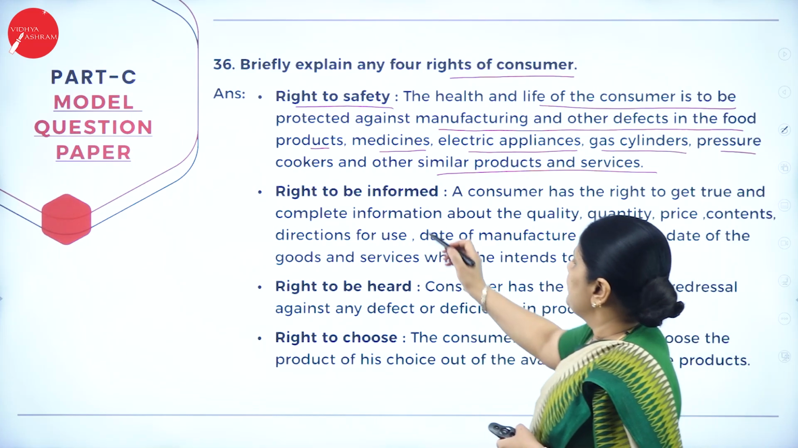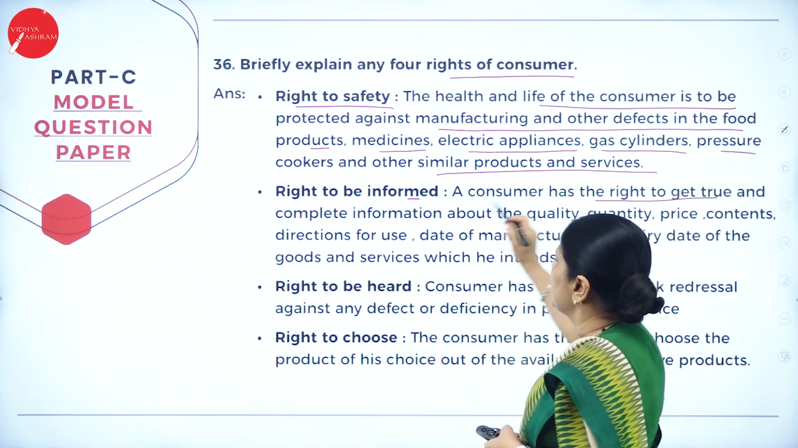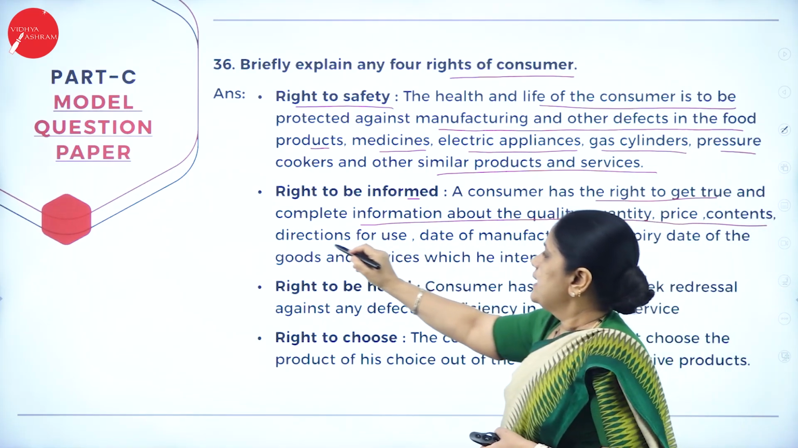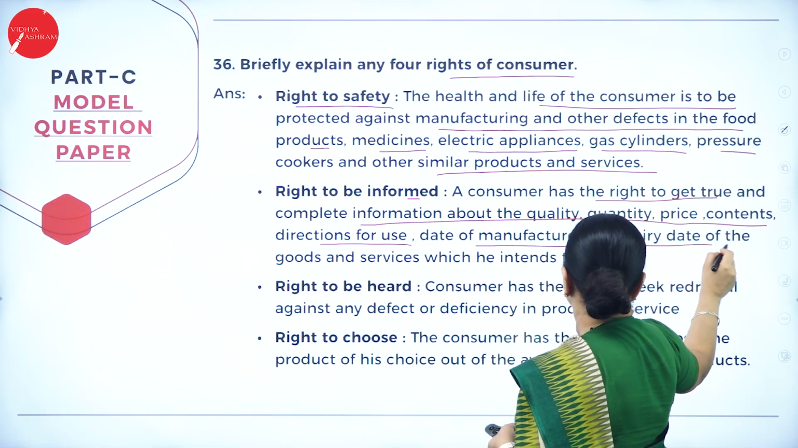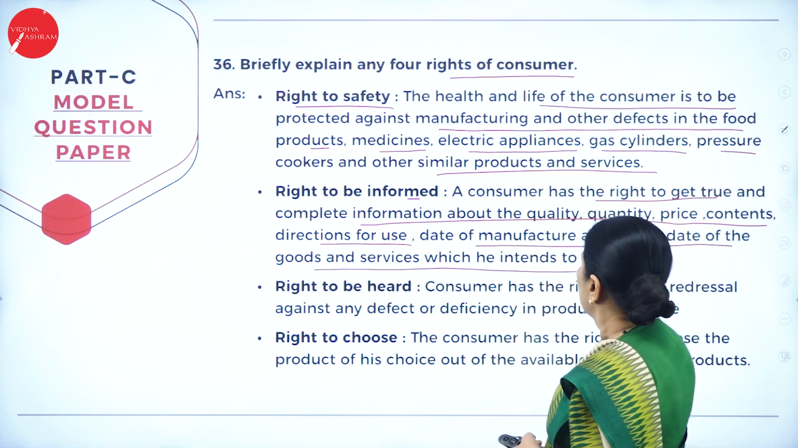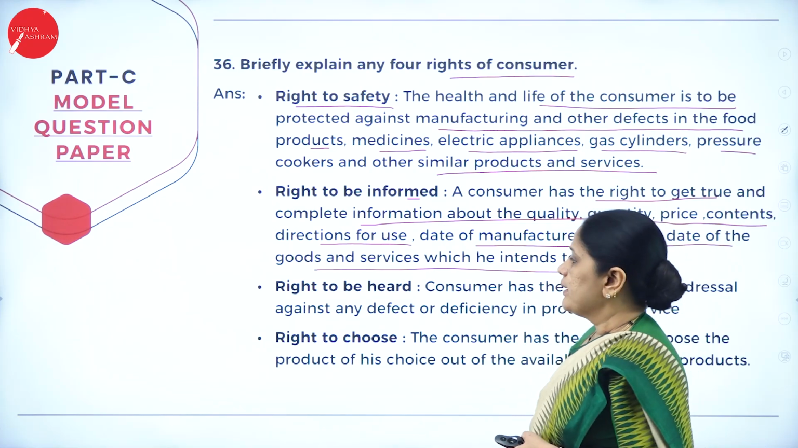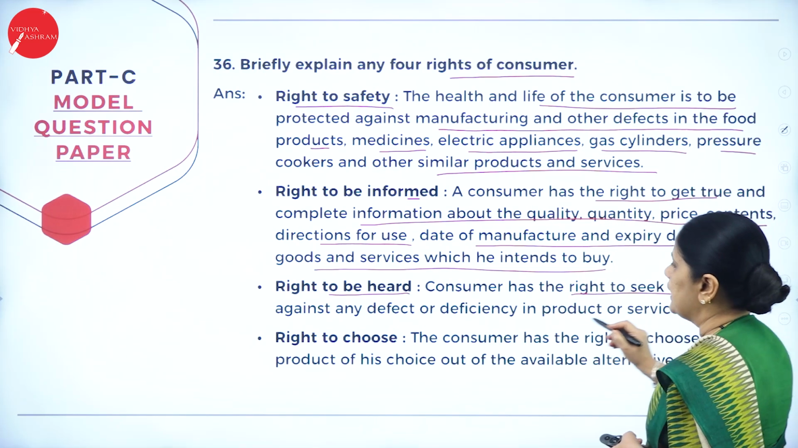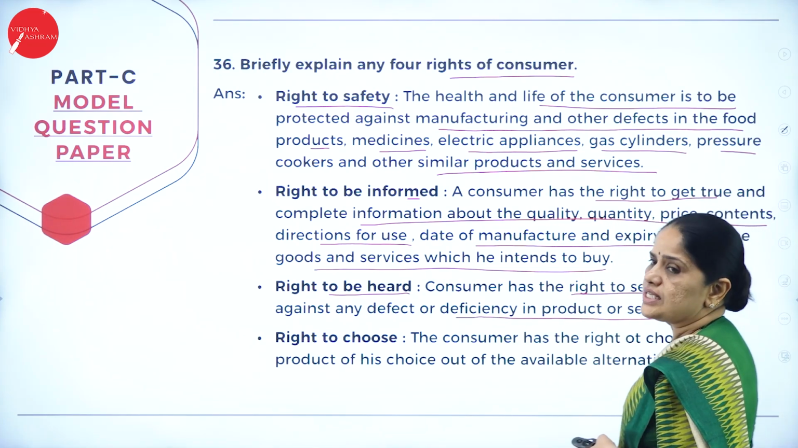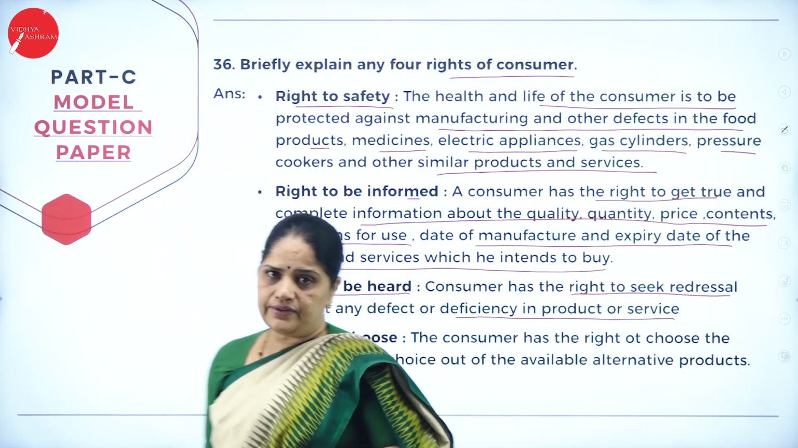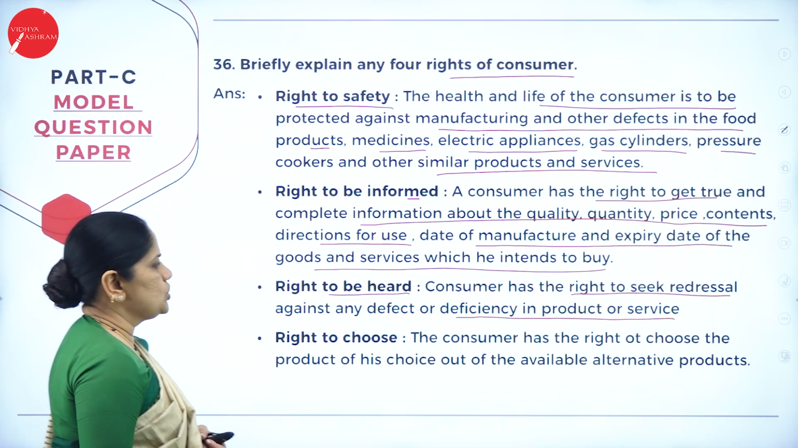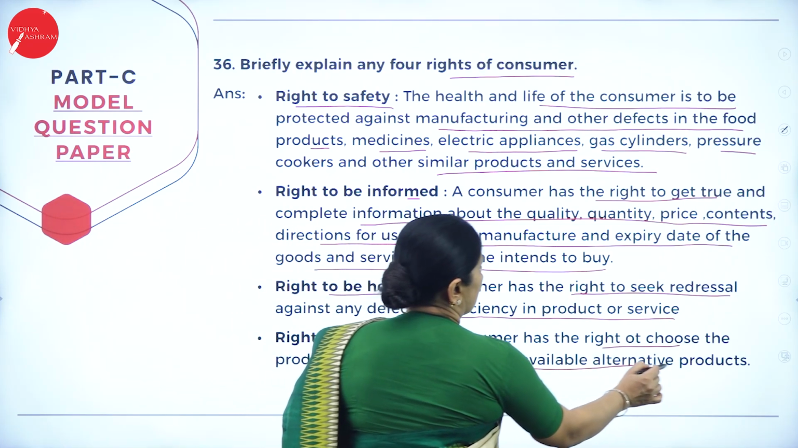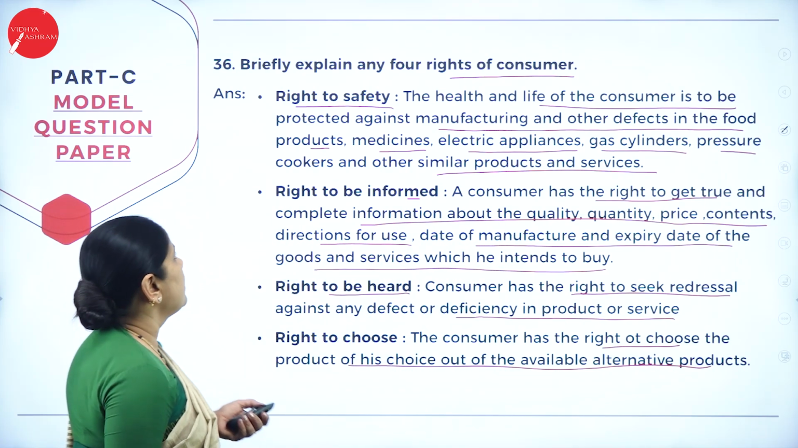Then, right to be informed. A consumer has the right to get true and complete information about the quality, quantity, price, contents, direction for use, date of manufacture, expiry date of goods and services which he intends to buy. Next is the right to be heard. Consumer has the right to seek redressal against any defect or deficiency in the product or the service. Next is right to choose. The consumer has the right to choose the product of his choice out of the available alternative products.